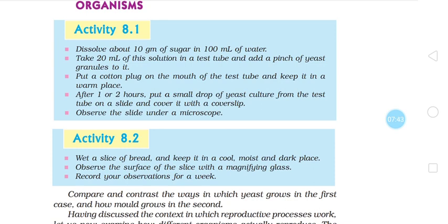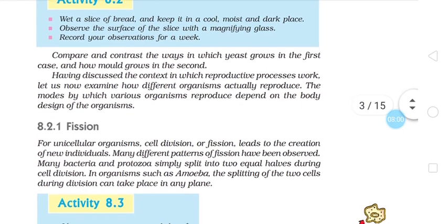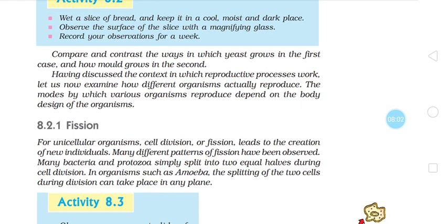Activity 8.2 is given. Wet a slice of bread and keep it in a cool, moist and dark place. Observe the surface of the slice with a magnifying glass. Record your observation for a week. Compare and contrast the way in which yeast grows in the first case and how mold grows in the second.